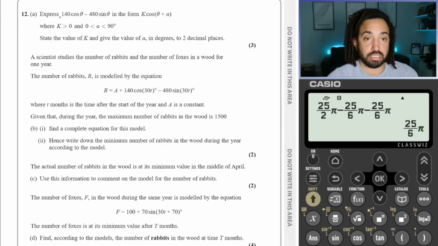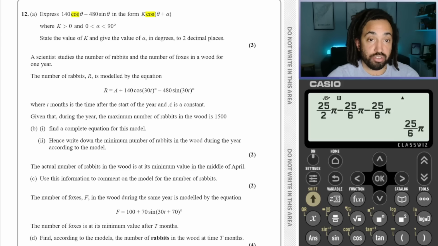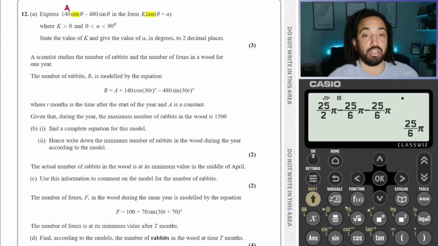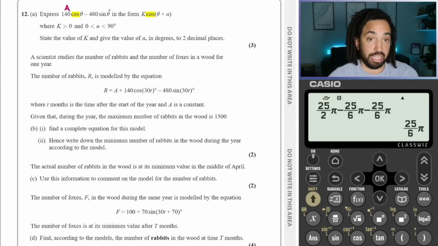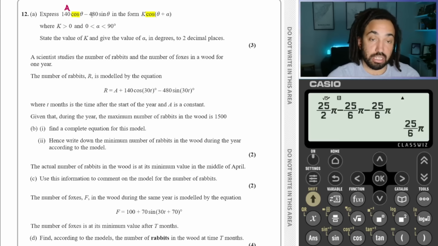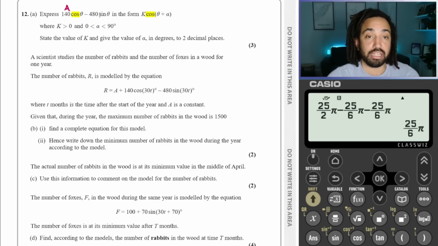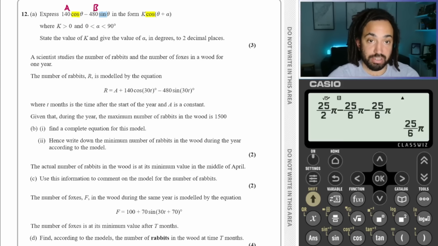Question 12. First off, we've got express 140 cos theta minus 480 sine theta in the form of r cos theta plus alpha. Okay, so my little hack for this is, because we are converting into cos, my coefficient a is going to be whatever the cos coefficient is. So I'm going to call the cos one a. If it was the other way around, then I would call the sine one a. And then the sine coefficient is going to be our b value.